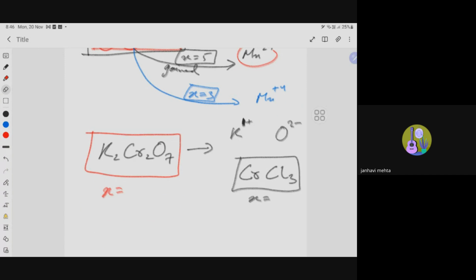Anybody wants to answer? Tell me your name. Siddhi. Which batch, Siddhi? Which school? Primus. Batch? Air batch. Cool. Bolo, Siddhi. Sir, the X factor would be +6 for K2Cr2O7 and +3 for CrCl3.